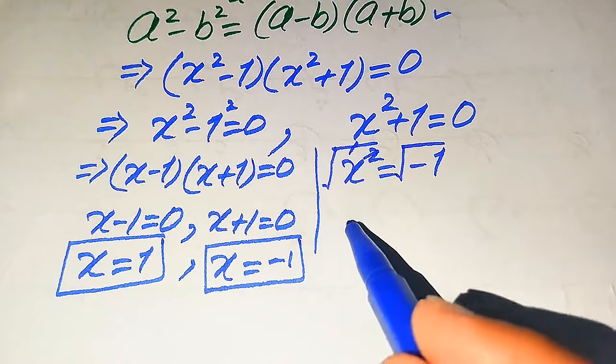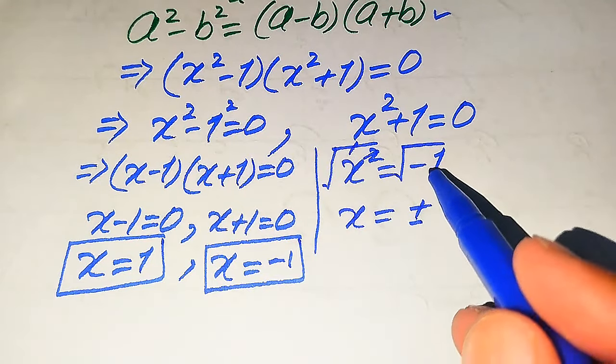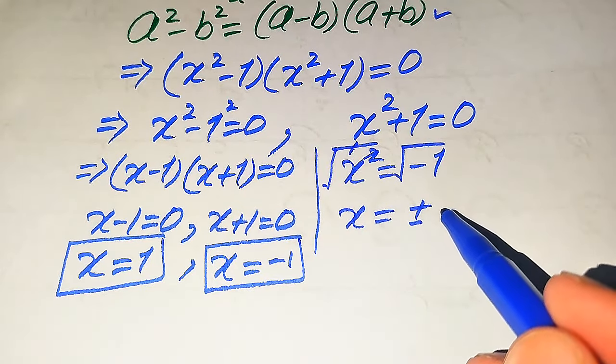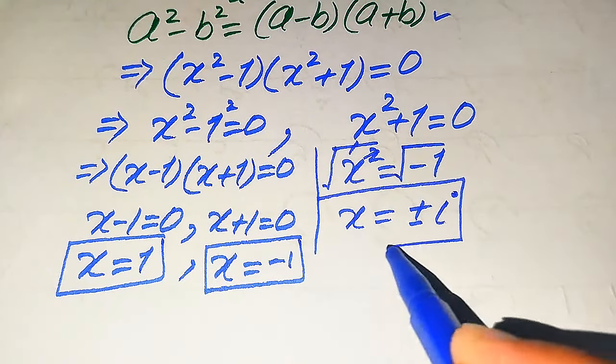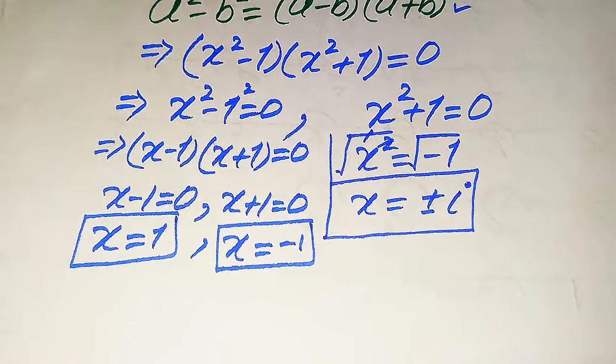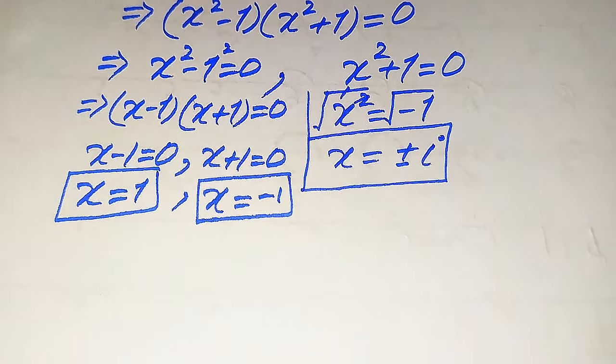So these 2 and square root are gone, and we will get here x equals plus minus square root of minus 1, and square root of minus 1 is equal to iota. So these are the other two complex roots of the given equation. And further, in the next step, we need to verify all of these 4 roots.